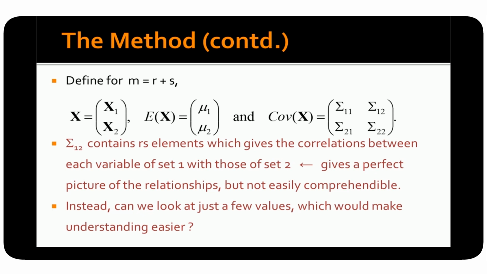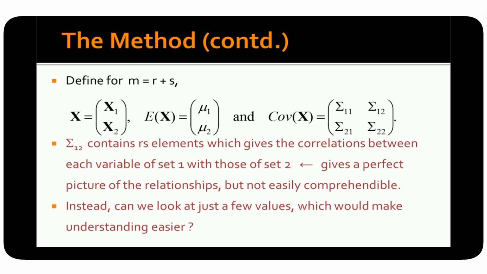Now let us spare a little time on what sigma 12 is. Sigma 12 has elements which come from the correlations between one first group variable and one second group variable. How many elements do you have in sigma 12? There are rs elements, r from the first group with the s elements from the second group. Now you can see that if we want to find the relationship between the two groups, we can talk in terms of these rs correlations.